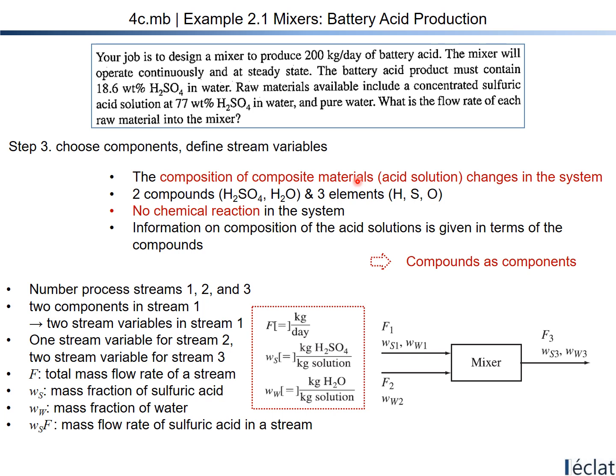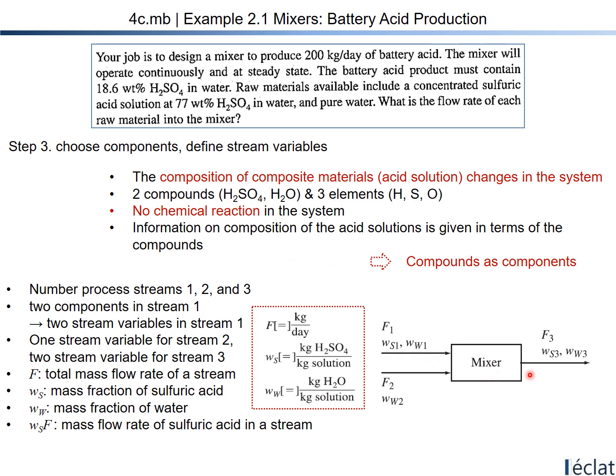So we have 2 more choices: 2 compounds or 3 elements. There is no chemical reaction in the system, and the information on composition of the acid solution is given in terms of compounds. So you could use elements and also you could use compounds as components of material balance equations. However, it is better to use compounds as components to simplify the calculations because some information is given in terms of the compounds. Okay, so let me take compounds as components. And then let's go to the next step, defining stream variables.